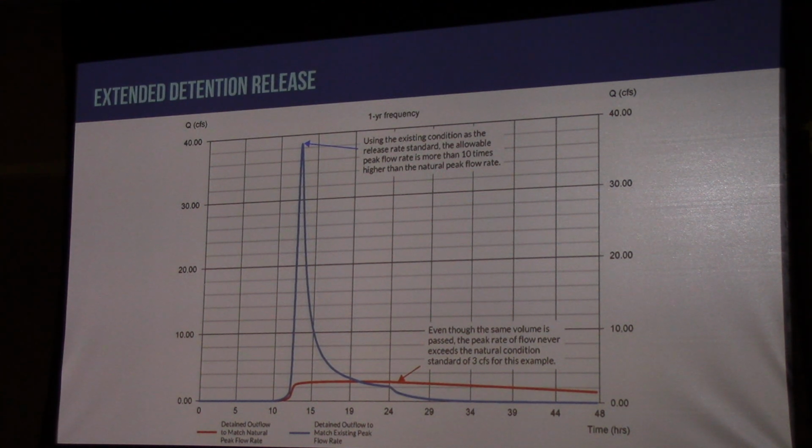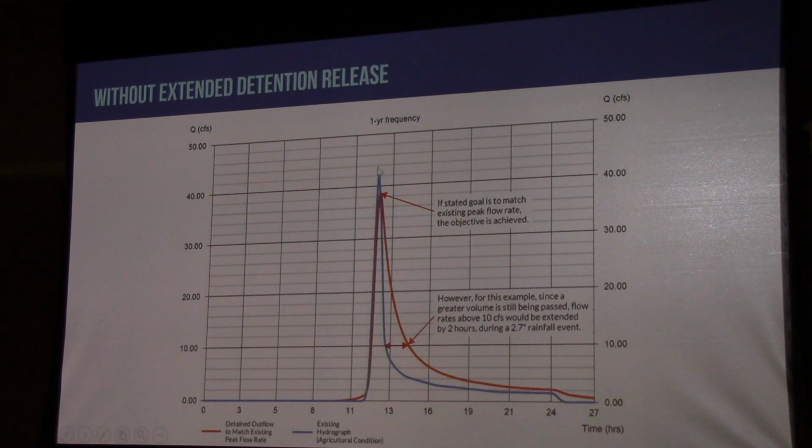And the reason for it, like if this is kind of like our existing flow rate and we're just managing to that, or even if we're not detaining it at all, we're much, much higher than what a natural rate would be. So the goal of the channel protection volume is to mimic more of the red line, to be more like what the natural condition would be. So we're talking, like the graph I showed earlier from Mike Perez, where we had that big jump. We're trying to avoid that big jump.